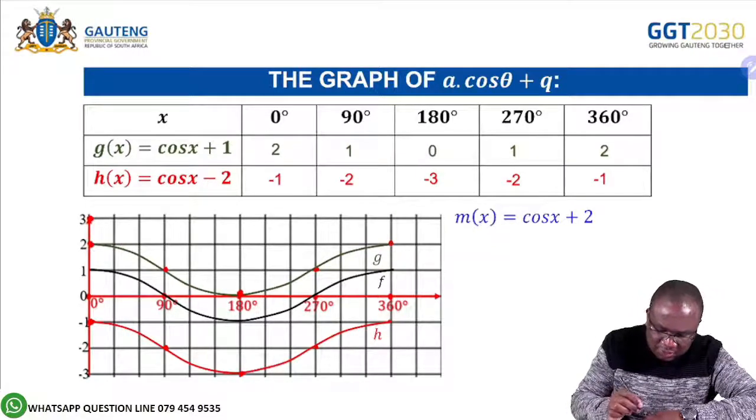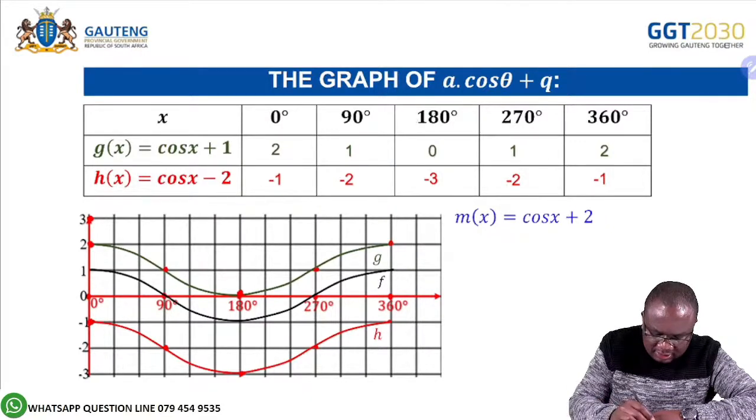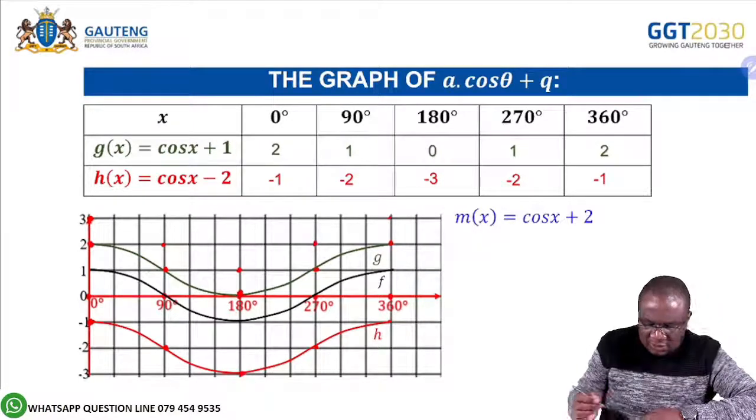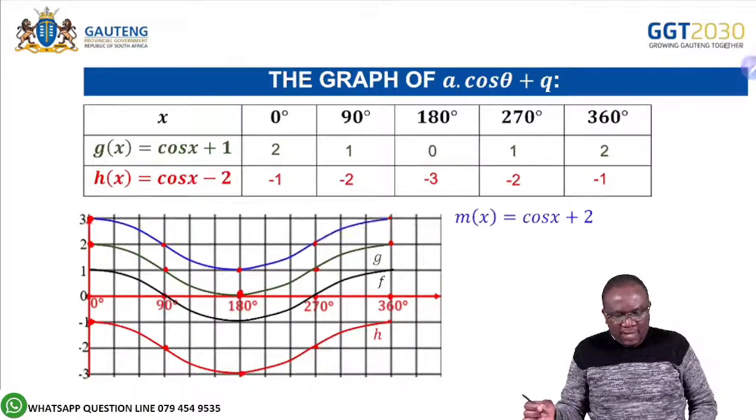90 is 0. 0 plus 2 is 2. And then -1 plus 2 is going to be +1. So everything goes up by 2 units like that. So this is the graph of m of x, okay?